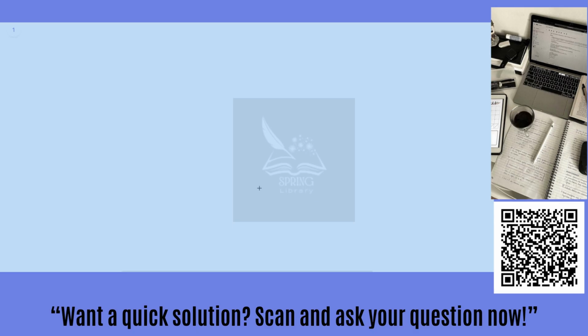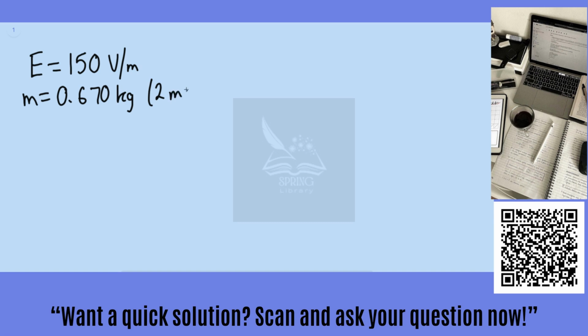So we need to find the difference in the two speeds before they hit the ground. We have the electric field. This is simply going to be 150 volts per meter. We have the mass of the two masses, so 0.67 kilograms. Again, there are two masses.